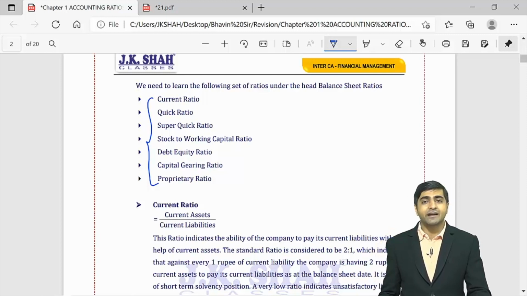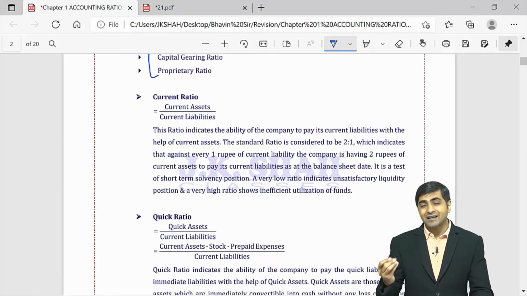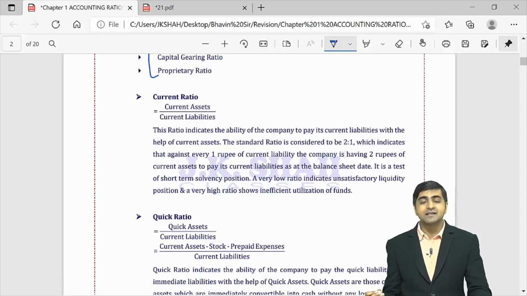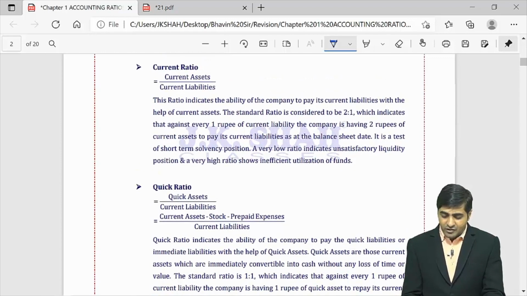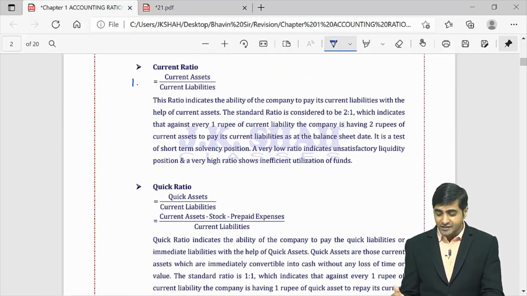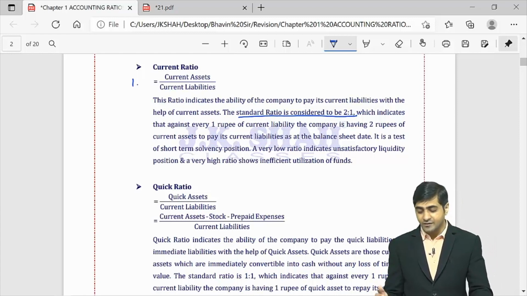So what are the different types of solvency ratios? You should have it in your mind that these are the 7 types of balance sheet ratios and solvency ratios, starting with number 1, your current ratio. So your current ratio is nothing but current assets upon current liabilities. And guys, this particular ratio will help you to understand the short-term solvency position, right? So the current ratio will be your current assets upon current liabilities. And guys, the standard ratio you have to remember is 2:1.